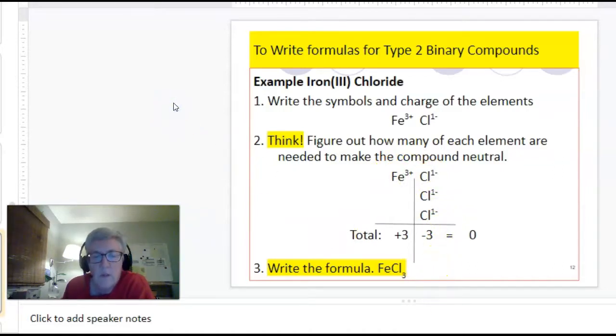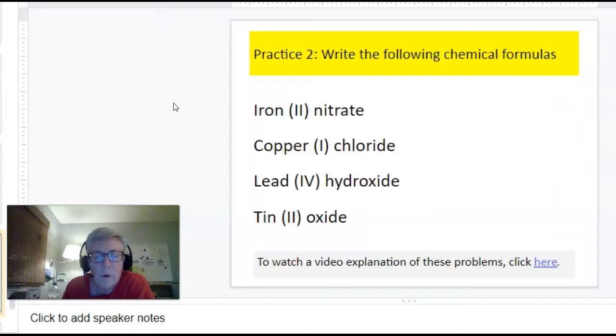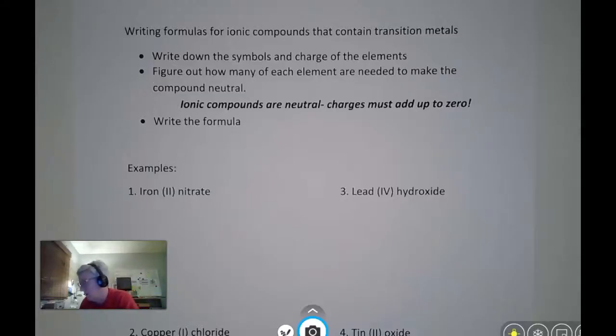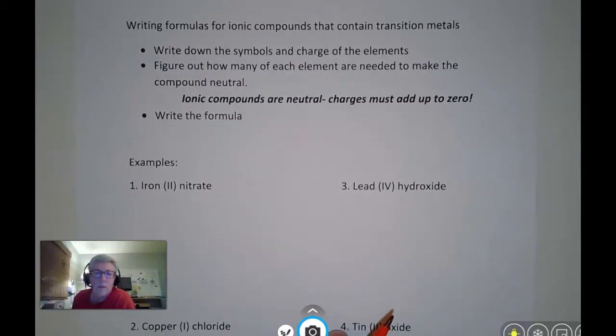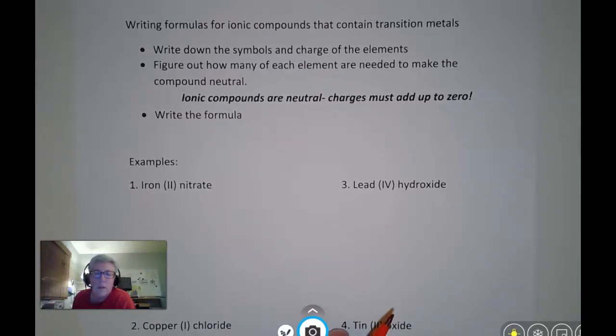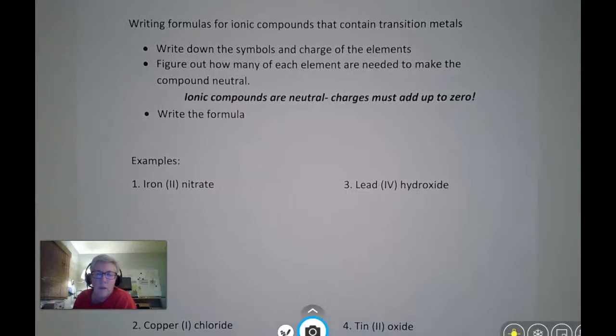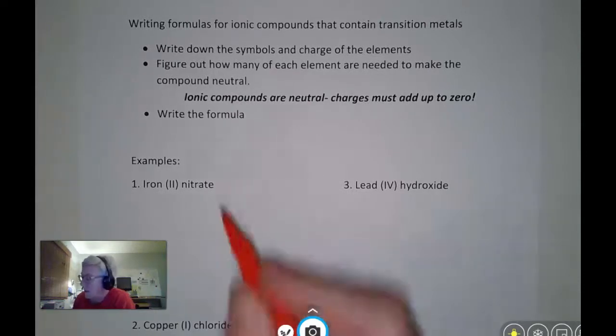All right, so let's do another few more of these. And again, I'm going to switch back over to my paper. Okay, so we're just going to practice a little bit writing formulas for ionic compounds that contain transition metals. Okay, so I wrote down the steps here: write down the symbols and charges of the elements, and then figure out how many you need of each to end up with a neutral ionic compound.